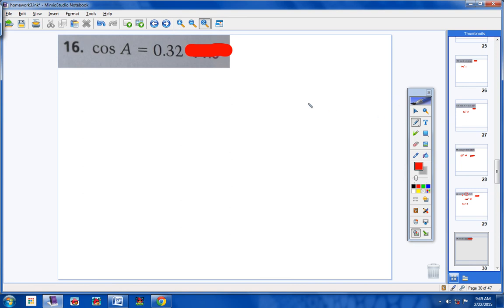Once again, we're missing an angle, so I'm going to type into my calculator inverse cosine of 0.32. If you enter that correctly and round correctly, that's 71.3 degrees. Okay, number 17.